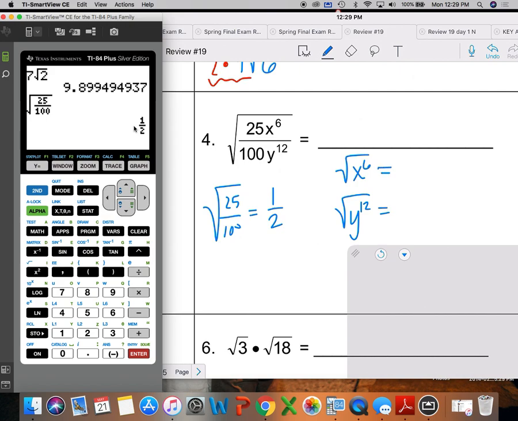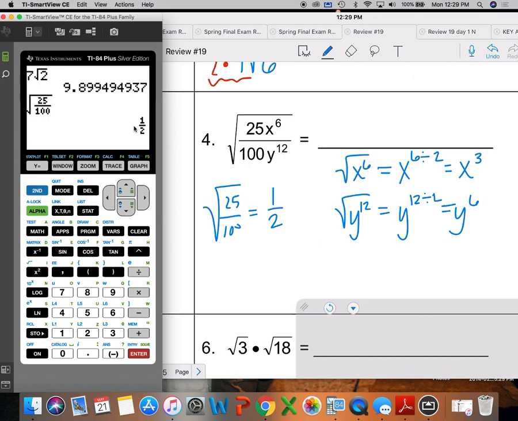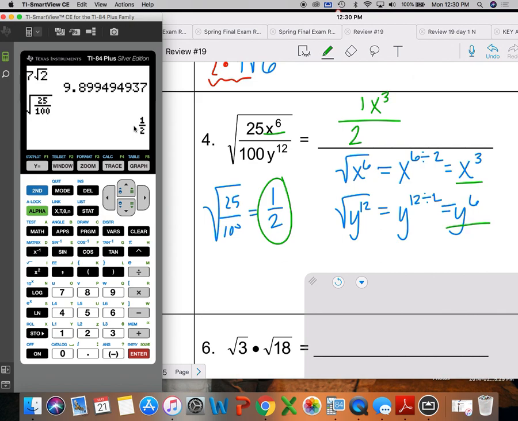So x to the 6 divided by 2 is 3, and 6 is even, so it completely comes out of the square root. Y to the 12 divided by 2 is 6. 12 is also even, so it also comes out of the square root. So I have the number 1/2. My x started in the top, so I simplify it and leave it in the top. My y started in the bottom, so my simplified y ends in the bottom.